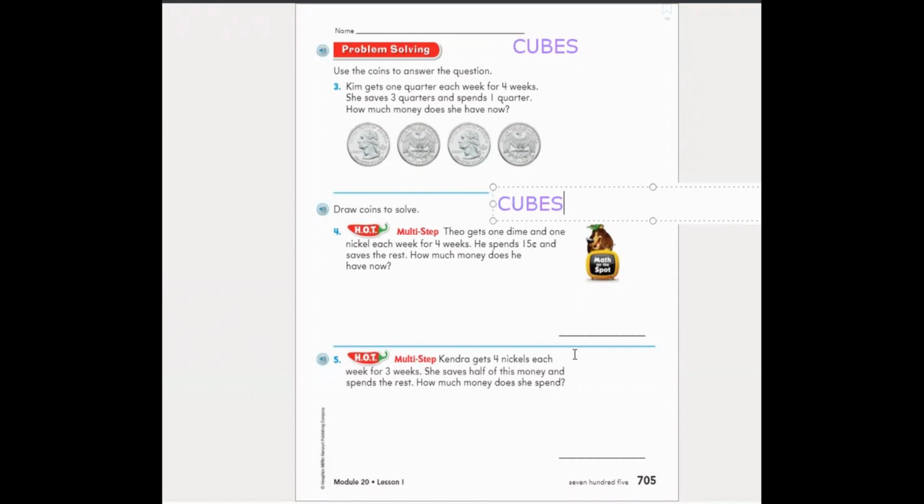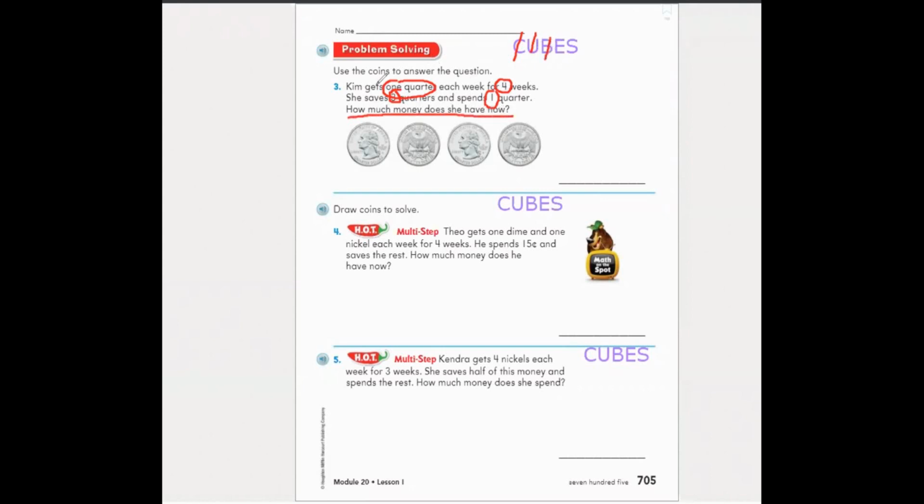Here I'm going to use cubes. Okay, now I'm going to start solving problem number 3. Circle the numbers. Kim gets 1/4 each week for 4 weeks. She saves 3/4 and spends 1/4. Now underline the question. How much does she have now?